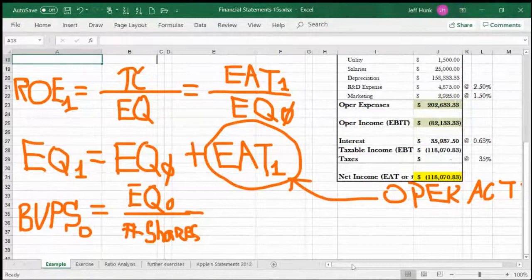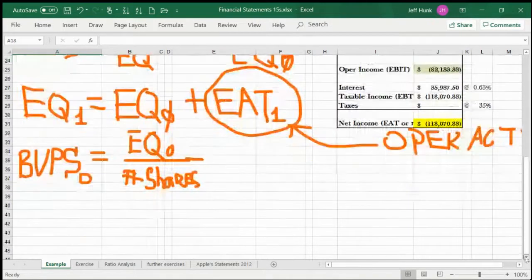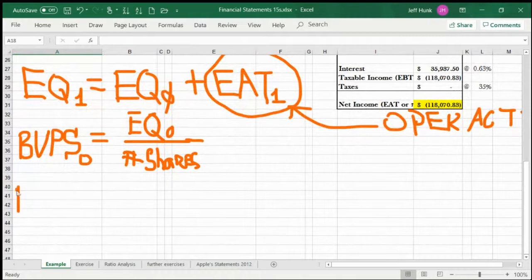Some stocks can be repurchased by the company with the purpose of artificially raising stock price. But anyway, that's by definition book value per share. Okay. Then we understand that the EAT is profit, but net profit.